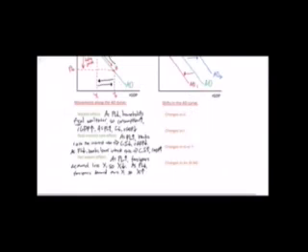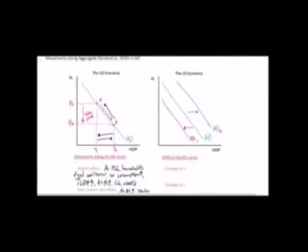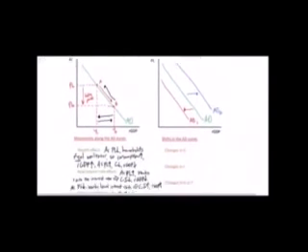In macroeconomics, a change in the price level, as we showed over here, causes a movement along the AD curve, but a change in one of the components of aggregate demand will cause a shift in the country's aggregate demand curve.